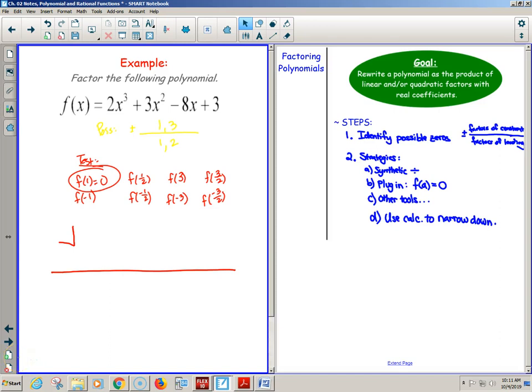f of x is going to positive infinity. And for this guy, as x goes to negative infinity, to the left, x goes down, right, because they go opposite. f of x goes down.